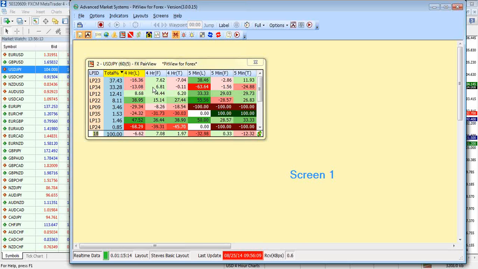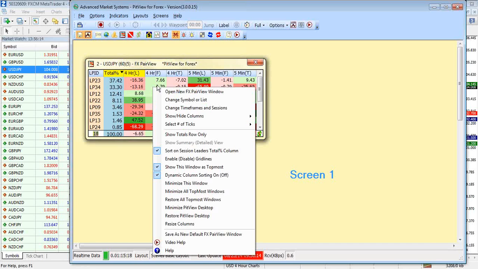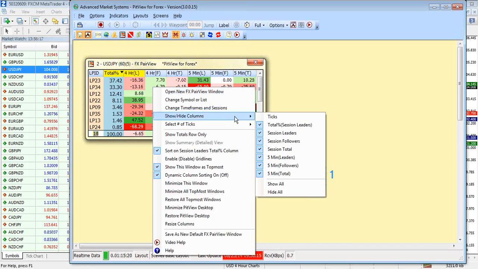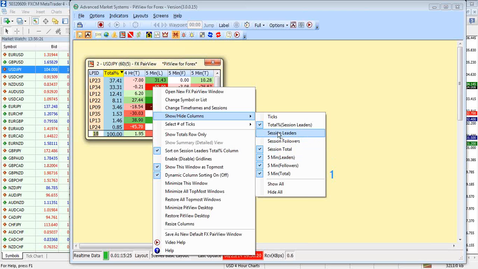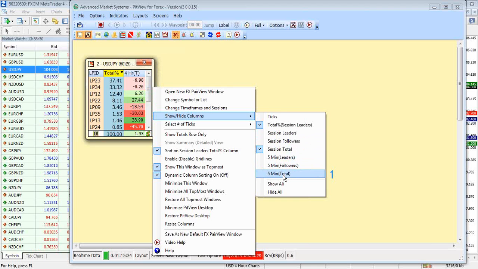It'll show you the leaders, the followers, the totals for the hourly basis, leaders, followers, and totals on the 5-minute basis. The way I get my PairView set up is I'll right-click on it. If you right-click anywhere in the PairView and go to show and hide columns, I'll take all the leaders and followers out for the session leaders and followers. These are your hourly charts, or your hourly PairView totals here. And I'll take all the minute by minute, especially if I'm trading off of 1 hour time frames, I'll take that whole right-hand column, I'll uncheck it.